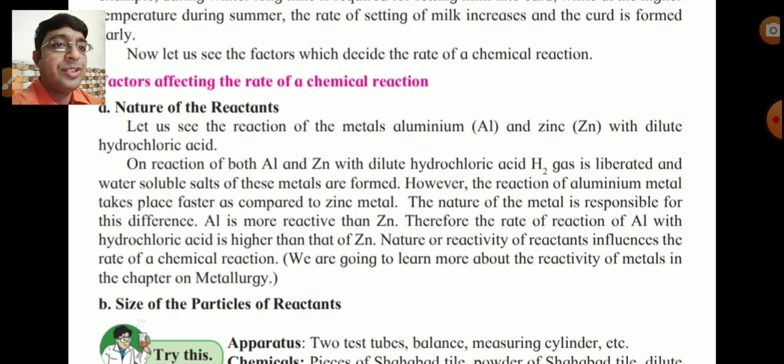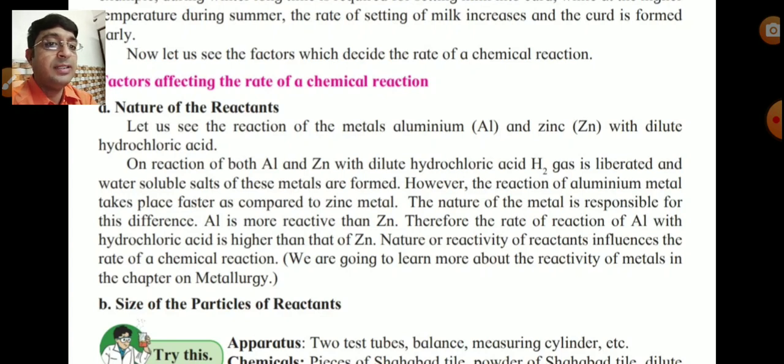Let us see the reaction of the metals aluminium and zinc with dilute hydrochloric acid. On reaction of both aluminium and zinc with dilute hydrochloric acid, H2, that is the hydrogen gas, is liberated and water soluble salts of these metals are formed. However, the reaction of aluminium metal takes place faster as compared to zinc metal. Underline this sentence. The nature of the metal is responsible for this difference.